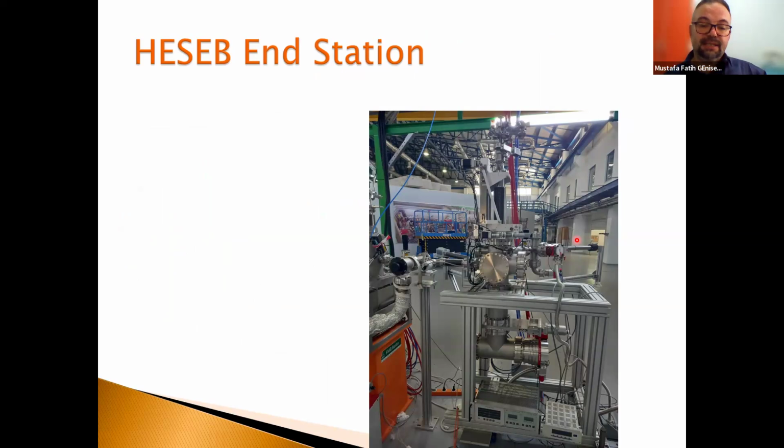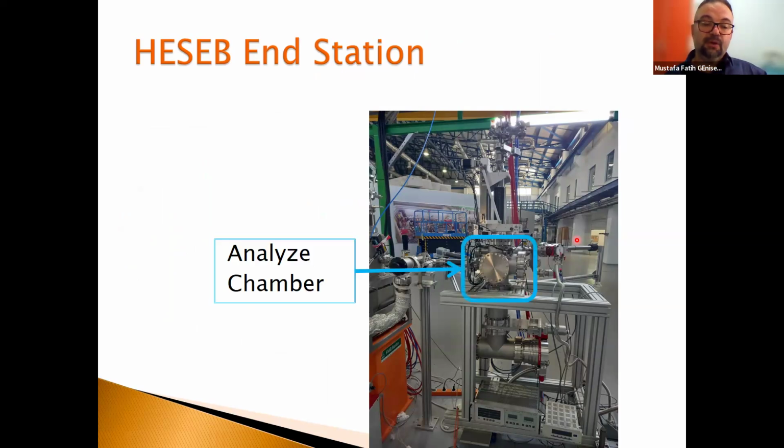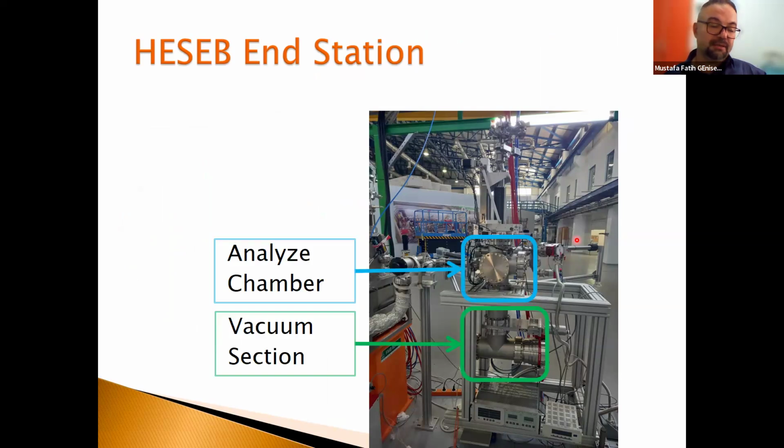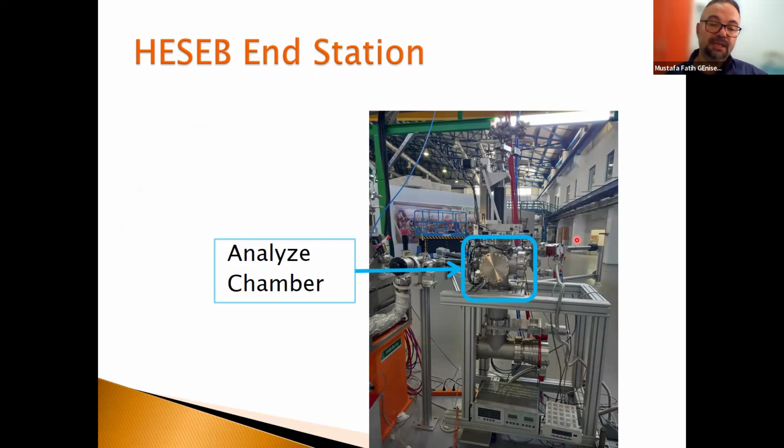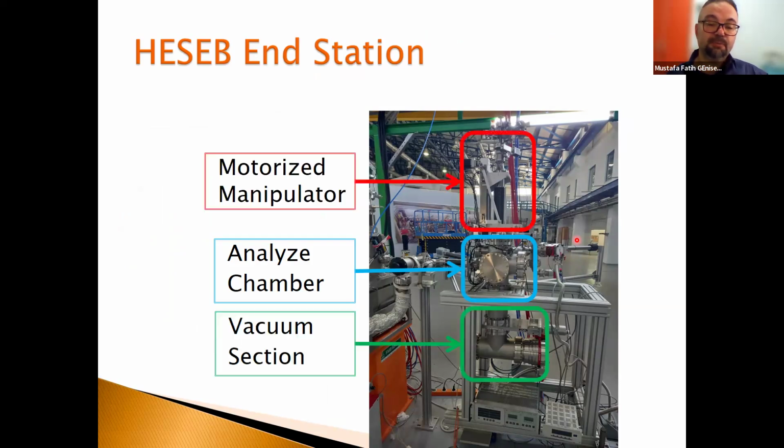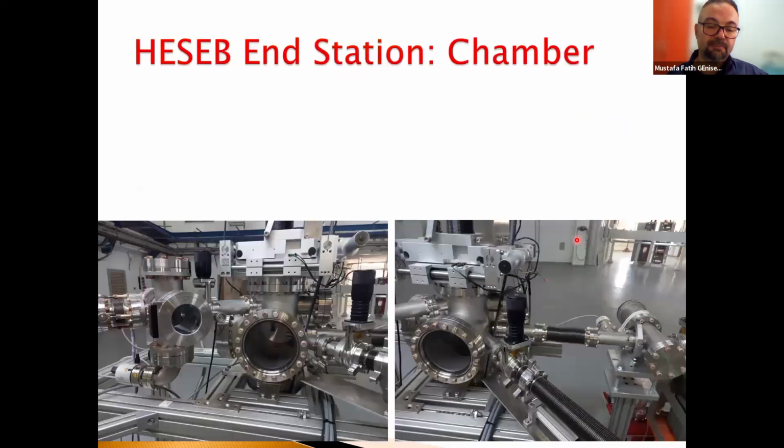Here you can see our end station. This is our analysis chamber. This is our vacuum section because, as I mentioned, we need a vacuum environment, and we have a motorized manipulator over it. We cannot move our photons, so we have to move our sample in front of the beam.